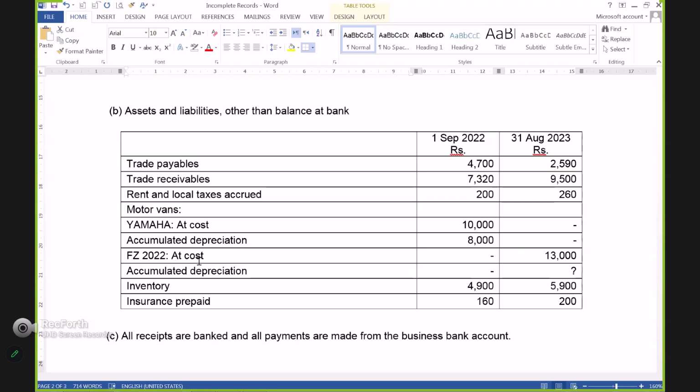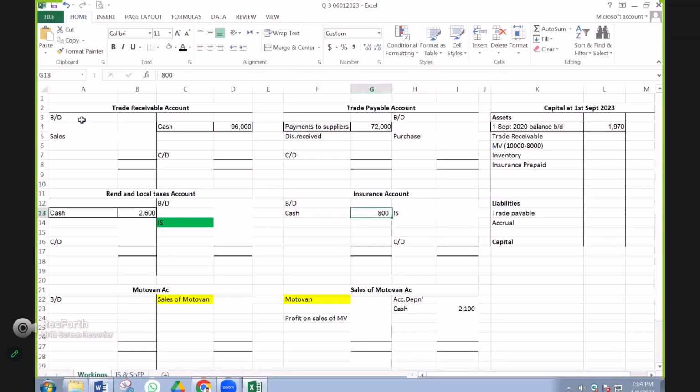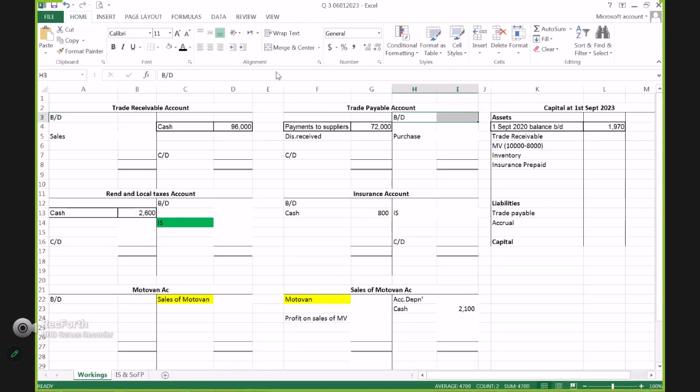Okay. So first, the opening balance of trade payable. The trade payable opening balance is 4,700. So it is transferred to the trade payable ledger. So trade payable is the credit balance 4,700. At the same time, for the calculation of the capital, trade payable 4,700. Did you understand? The opening balance is transferred to the trade payable ledger and also to the calculation of the capital.